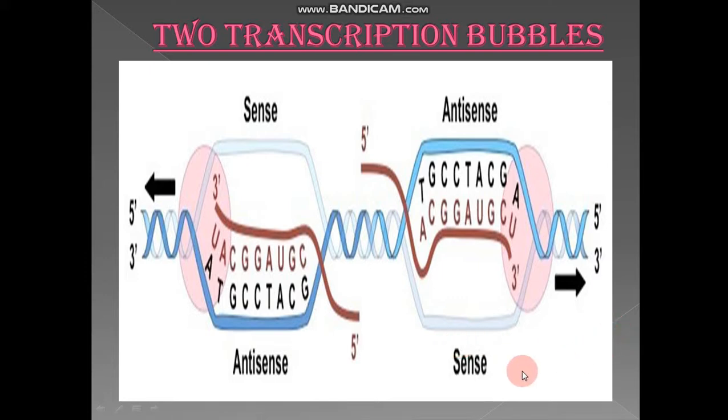So when two genes are separated by a certain non-coding region, a region which is not to be transcribed, then what happens? Two RNA polymerases may bind at different places and continue with the process of transcription simultaneously in opposite directions or in the same direction as and when required. Clear? So this diagram is clear to everyone. That is, two transcription bubbles or more than two transcription bubbles can also be present.